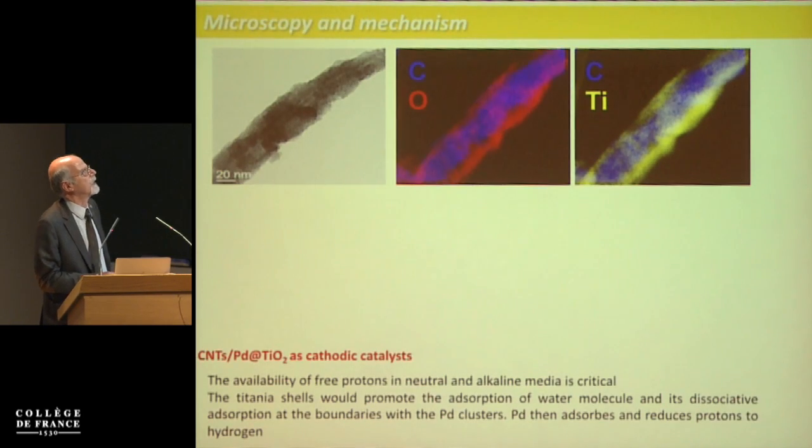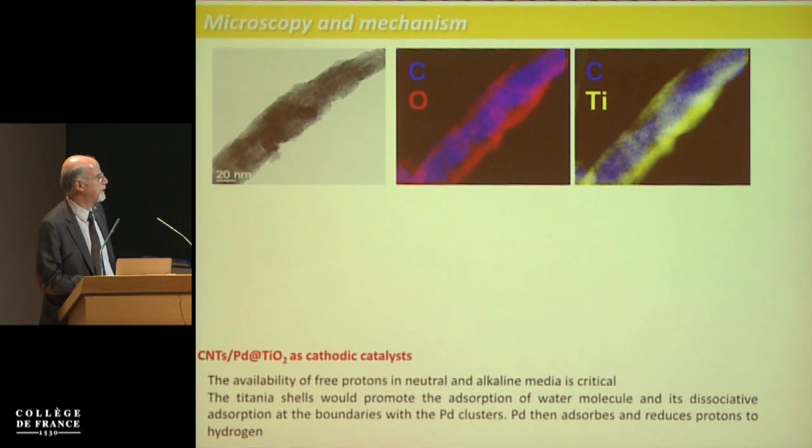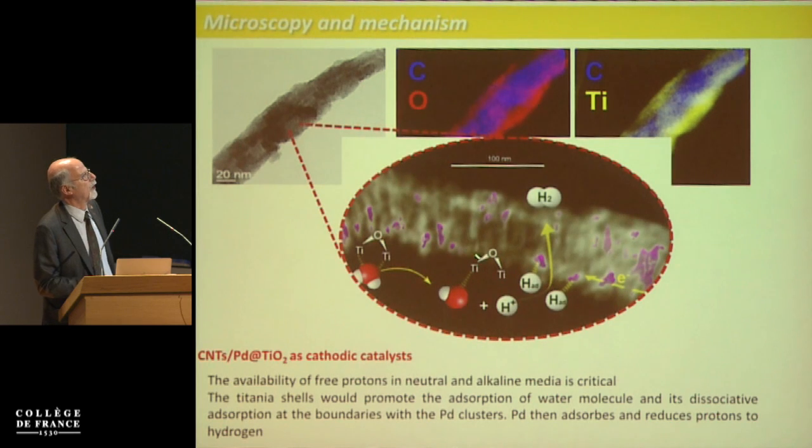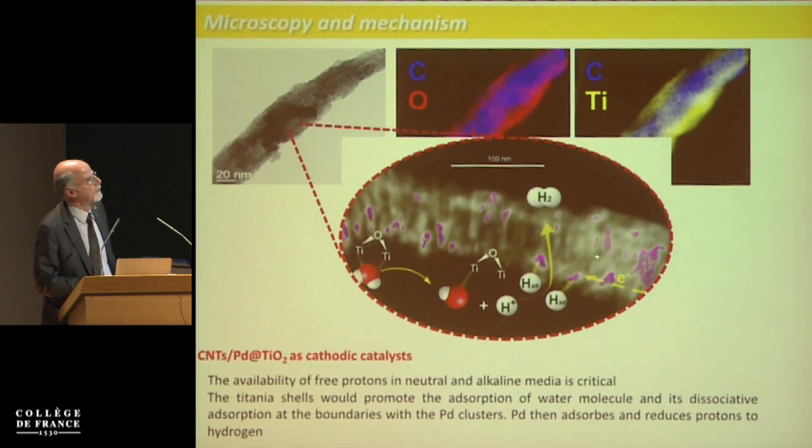So we can check the morphology of the material. We can follow the carbon, the oxygen, and the titanium presence on carbon nanotubes. And we can also reconstruct a three-dimensional image in which we have the carbon nanotubes. We can also see the palladium nanoparticles and the titanium oxide layer.